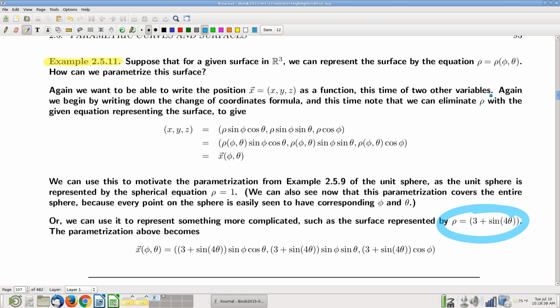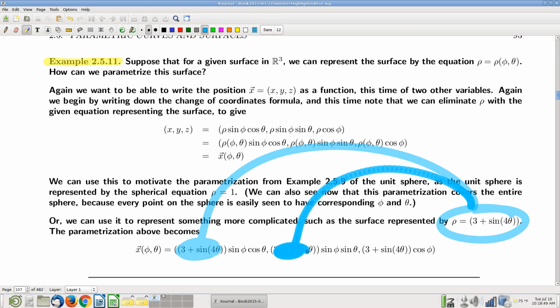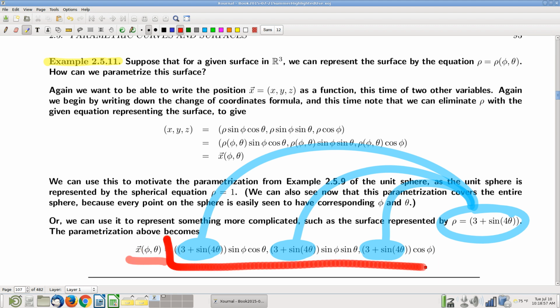But exactly how would I draw that? I don't know. That's tough. How would I parameterize it? That's easy. Rho just goes right in there, and simply writing down position, x, y, and z are the usual functions of rho, phi, and theta. Now I have position as a function of only phi and theta, and I have a parameterization of my, I can't even imagine what that thing looks like, surface. Yeah? Everybody good?